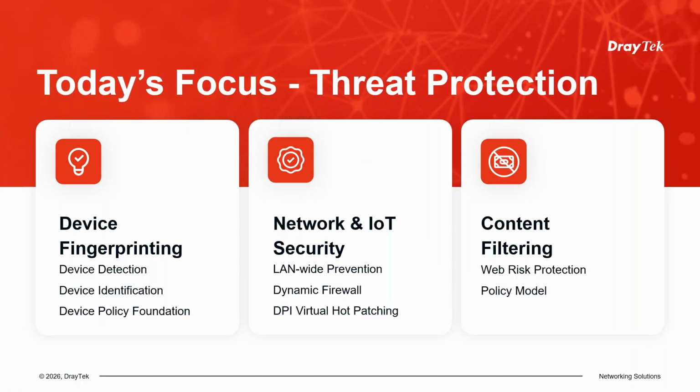One is device fingerprinting. That allows you to have device detection and identification of devices on the LAN, and this lays a kind of policy framework foundation through which rules can then be applied to those different device types. It also provides network and IoT security, so that's LAN-wide prevention of attacks and a dynamic firewall that reacts to events, and also a deep packet inspection, virtual hot patching functionality that can help with some IoT devices that haven't been patched potentially. And also the third pillar is content filtering.